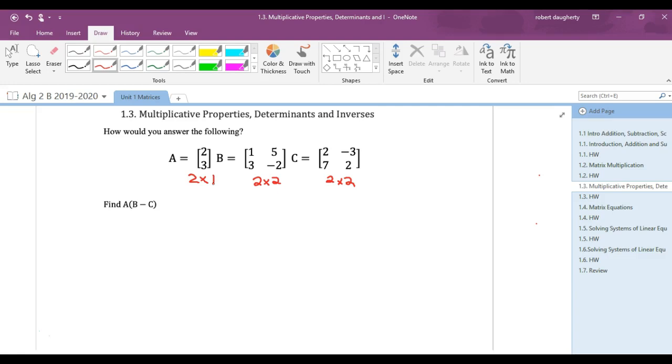What do the parentheses tell me? Do that first. So what would B minus C be? Well, it would be a 2 by 2, right? What is A? 2 by 1. How much time do I want to waste multiplying these two things? None. I'm done with this one. This is undefined. Yep. You can subtract B and C and get a 2 by 2, but you cannot multiply it on the left side by A.